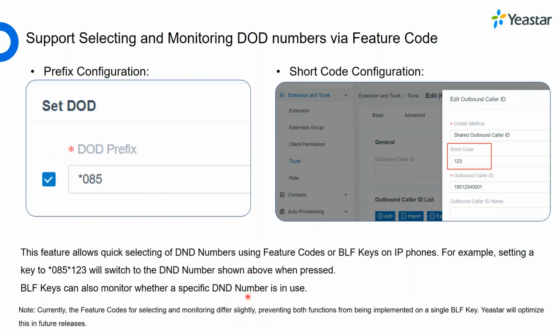And in the 20.3 release, if you click the BLF key on the IP phones, the DID number will change, and after the change, the BLF key will indicate red. So you can have a tag beside this BLF key, this number, and the user can say, okay, this number is in use, indicated by red, and switch conveniently.